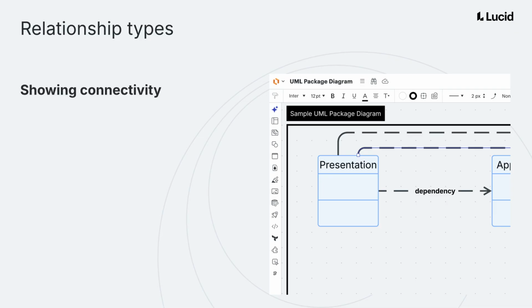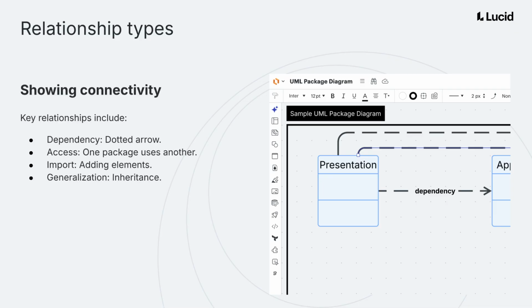What types of relationships can I show in a package diagram? You can illustrate dependencies, access, and imports. Use dotted arrows to show how one package relies on another's functionality.